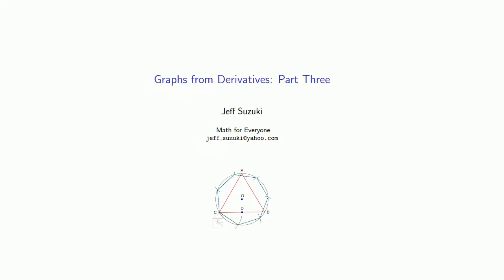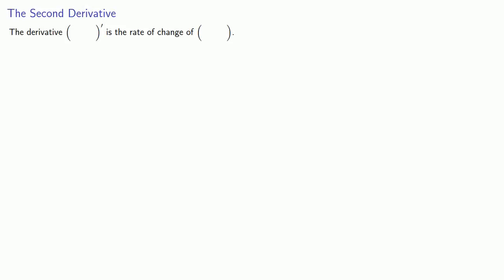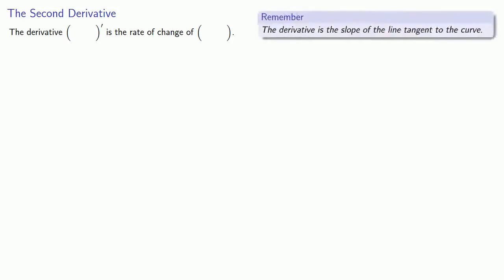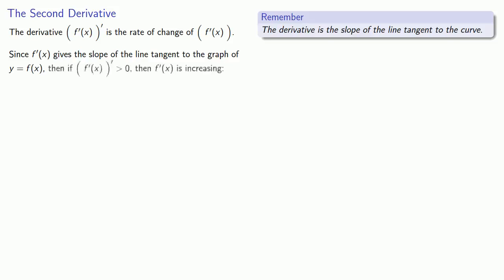Concavity is a geometric concept, but it's hard to compute with geometric concepts. So let's see if we can tie this to our algebraic concept of the derivative. One of the things to remember is that the derivative of f is the rate of change of whatever f happens to be. The geometry is that the derivative gives the slope of the tangent line to the graph of y equals f of x. So if f prime is the derivative, then if the derivative of the derivative is greater than 0, then the derivative itself is increasing.